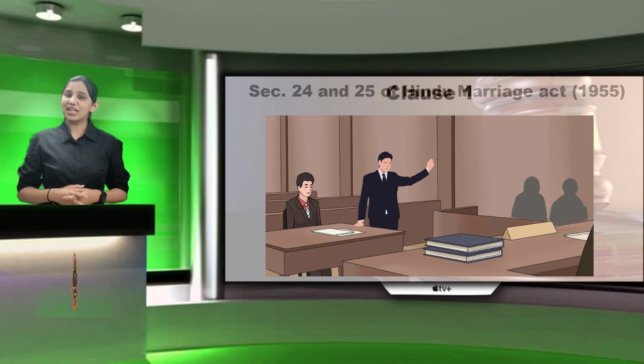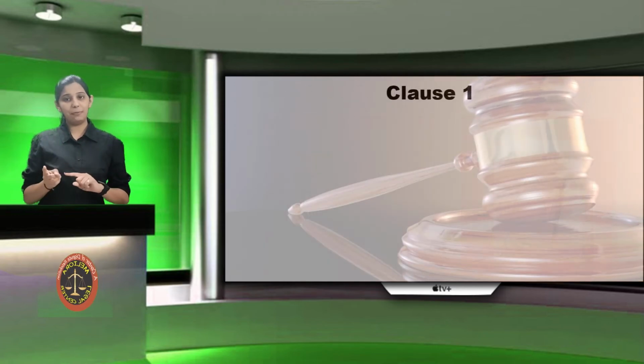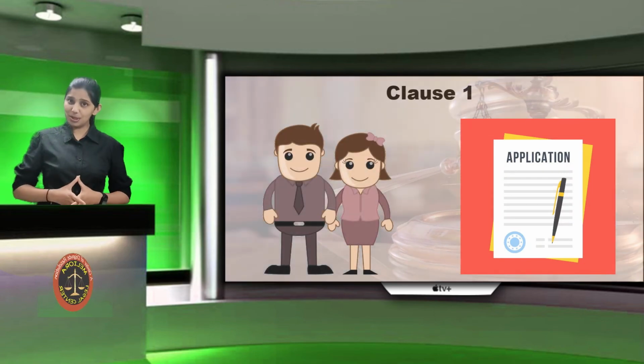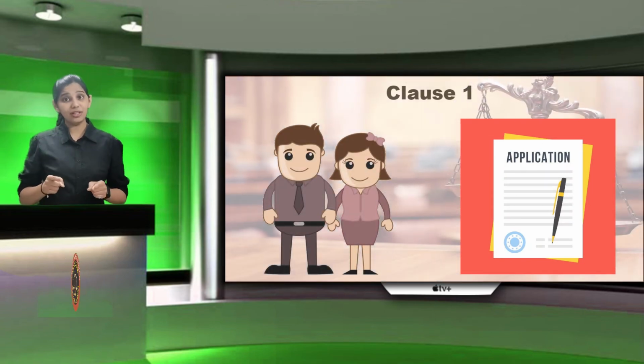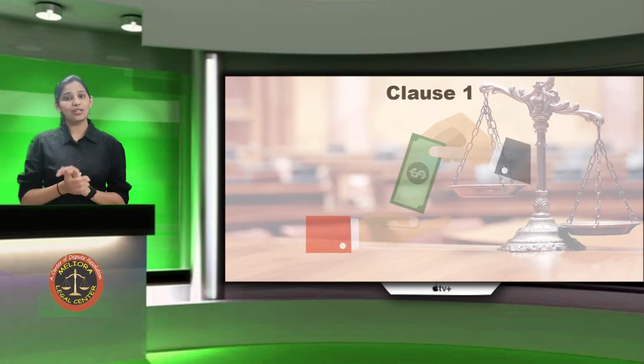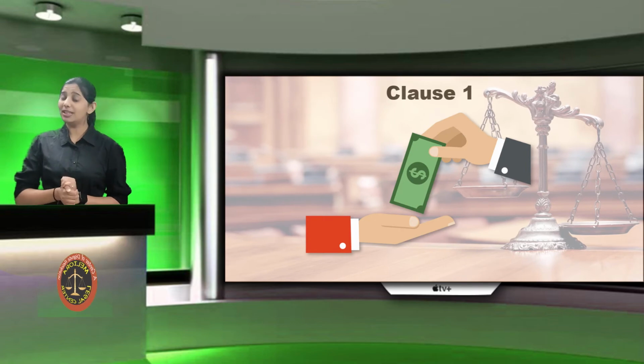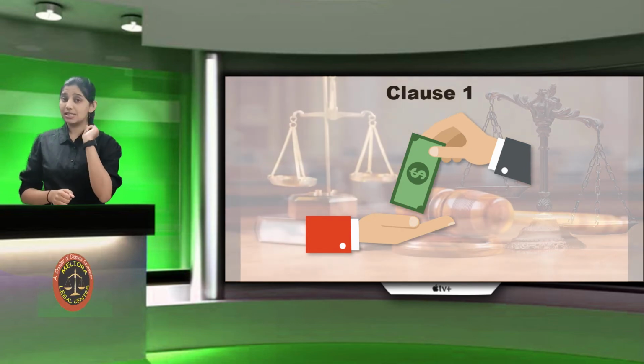Clause 1 of Section 25 talks about the application made either by the wife or by the husband, as the case may be, and it is the respondent who shall pay the maintenance or support by paying a monthly amount with regard to the respondent's own income and property. This is clause 1.